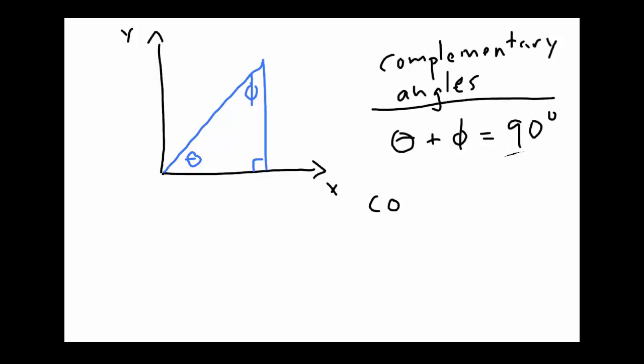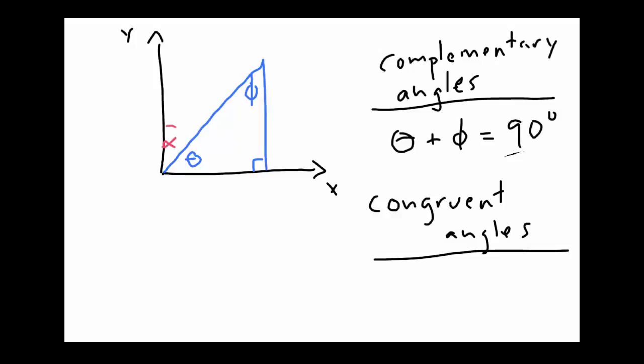The next concept is that of congruent angles. And that will help us find out what the angle alpha is. And the properties of congruent angles say that since this line is parallel to this line, and they're both cut by this line, phi and alpha are equal.